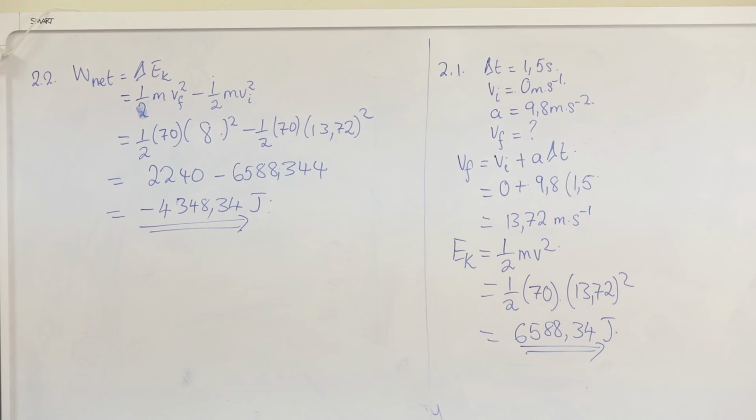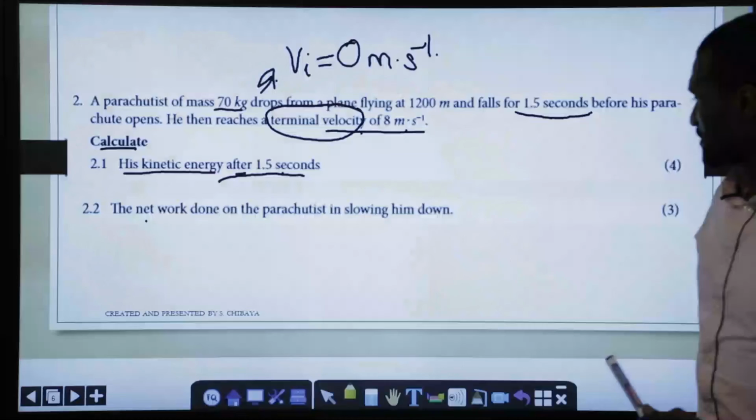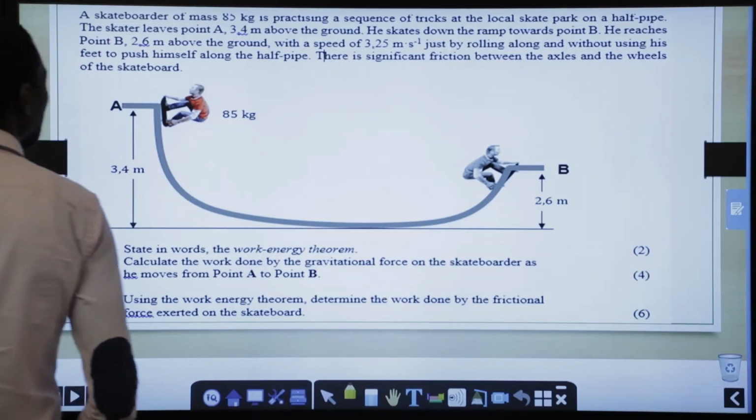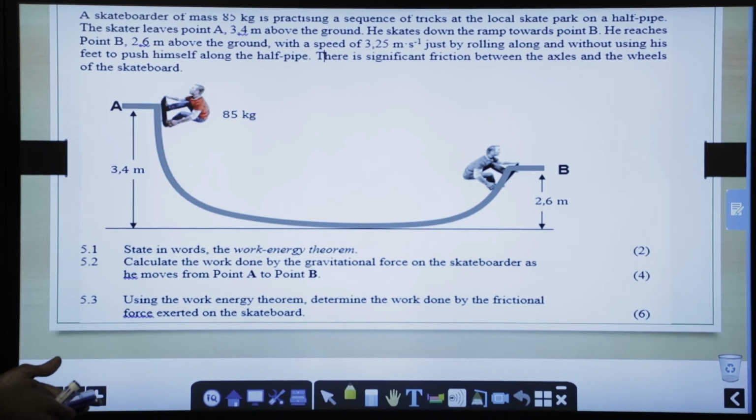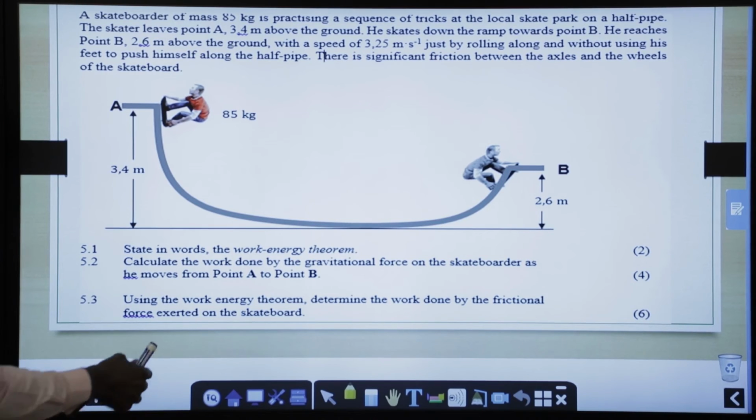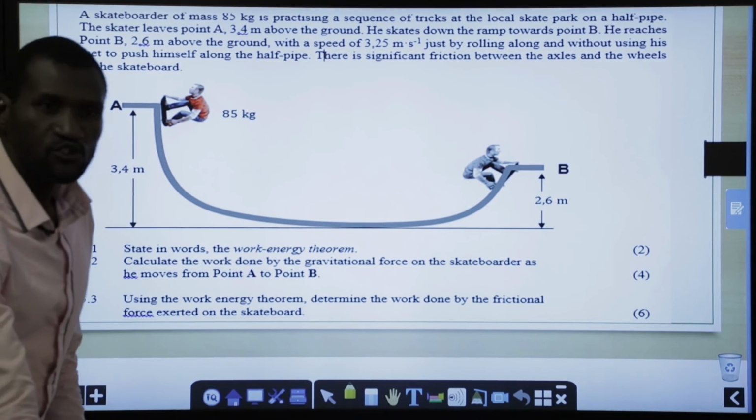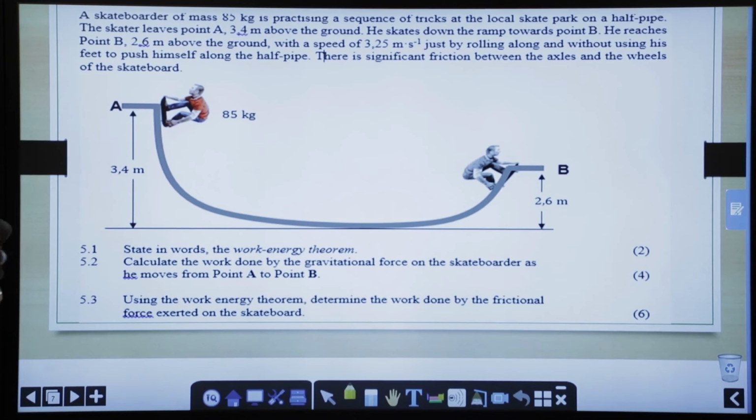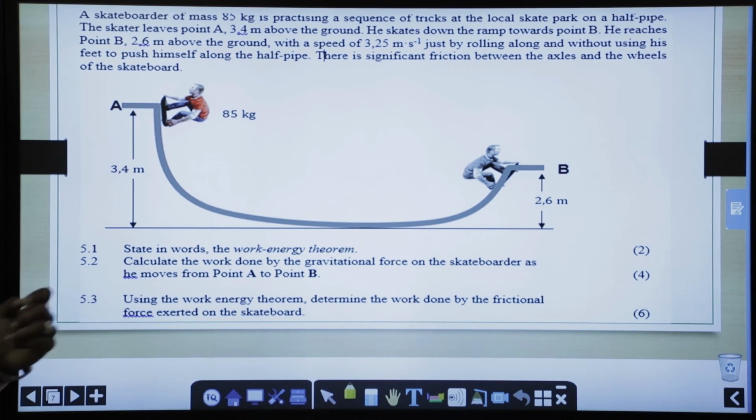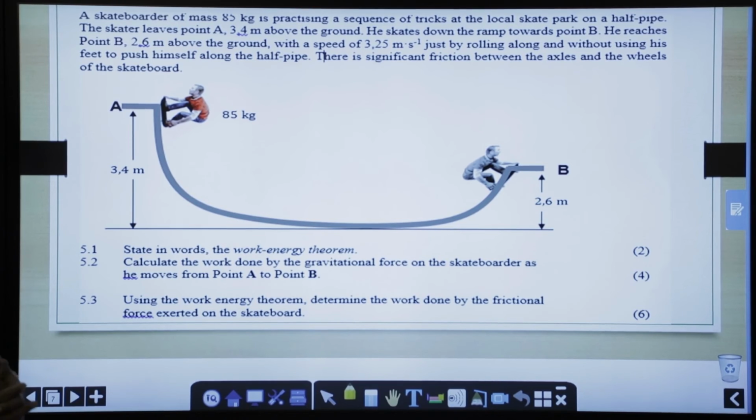Let's move on to yet another question and see if we can apply our knowledge at this point in time of what we have learned. Here's a question of a skateboarder, now grade 12. You must not be scared of a question when it presents to you something that you had never seen before. It might be a skateboarder, it might be someone who's ice skating, it might be someone who's driving on a ramp, it might be anything. Your science principles are still applicable.